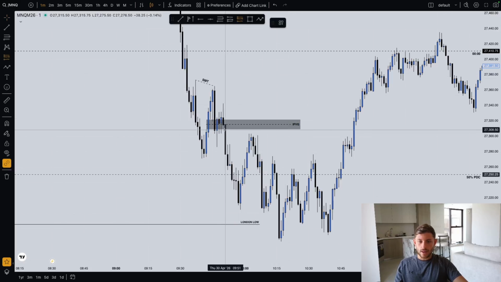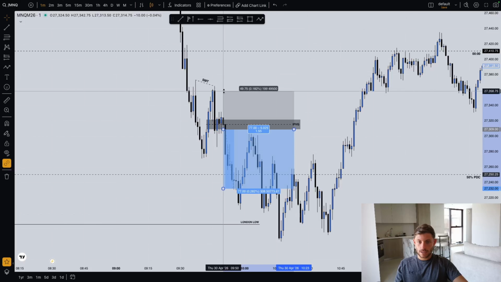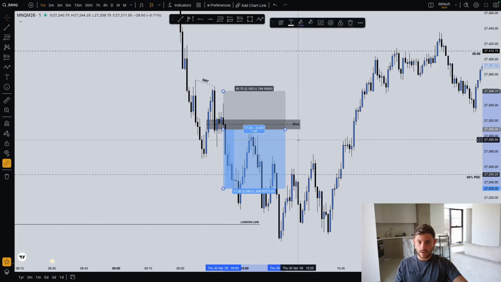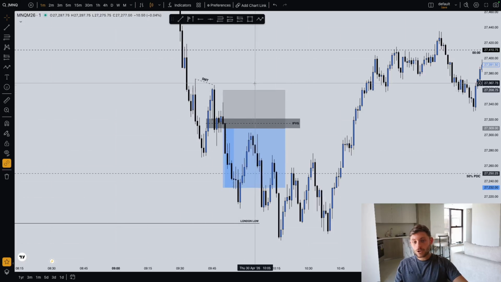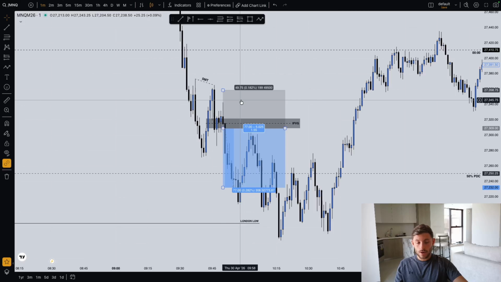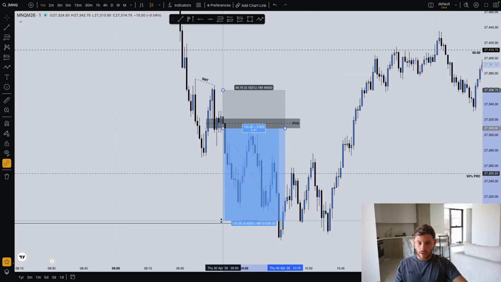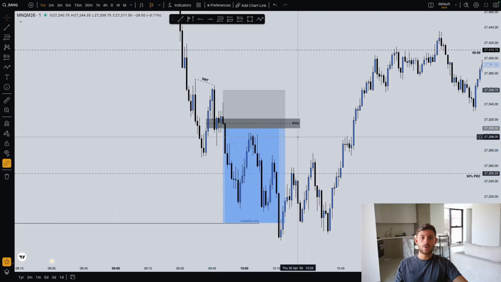Right, so here we go then. Like I said, we had the inversion just here. Got the closure twice, and then I entered straight away. I have my stop loss around here. To be honest with you, it's a bigger stop loss than I would usually go for. But what it allowed for the London low was around a 2.5%.